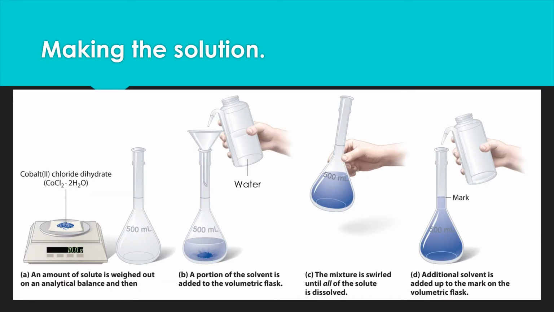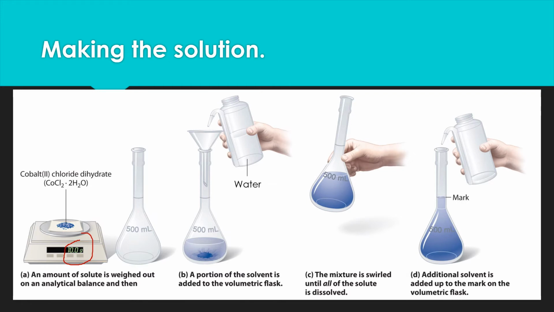So based off of our calculation, this is what it would look like to make that solution. We've got the cobalt chloride dihydrate on our balance. It's weighing out, you can just barely see in the picture that it says 10 grams. So an amount of solute is weighed out on an analytical balance. So we're measuring out that 10 grams.